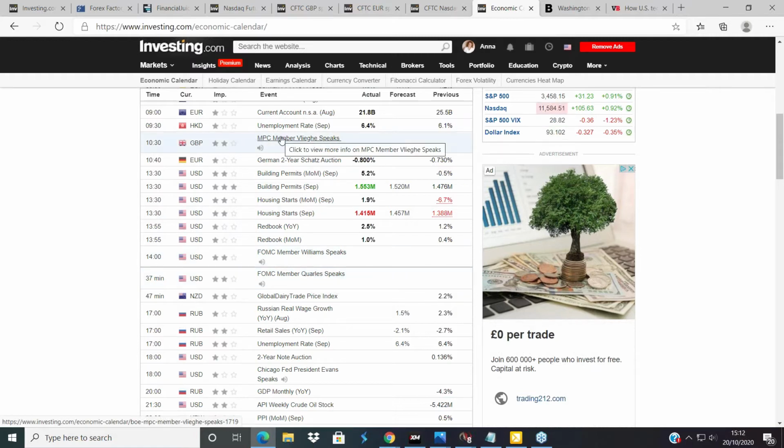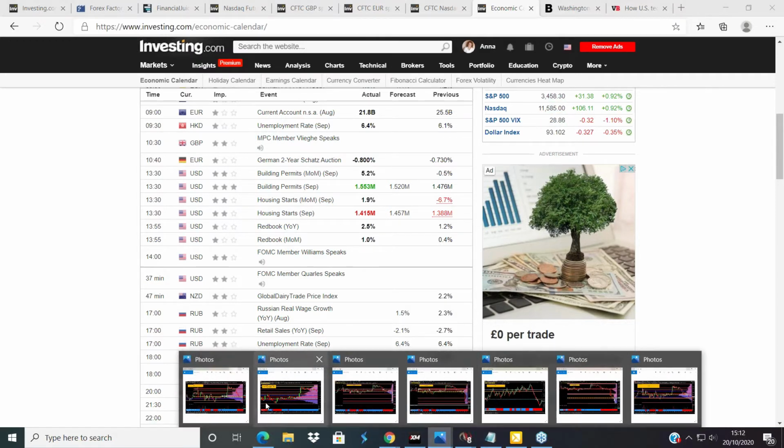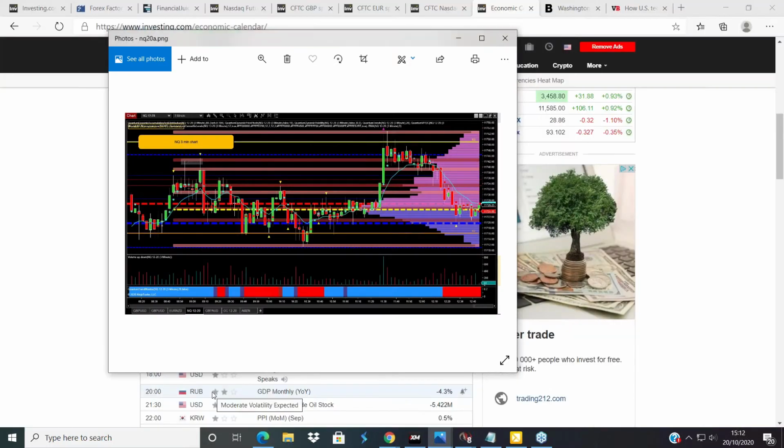But the one thing that did actually upend the NQ earlier on, and this is where I've got to have a look at my, because the price action is too far back on the live chart.